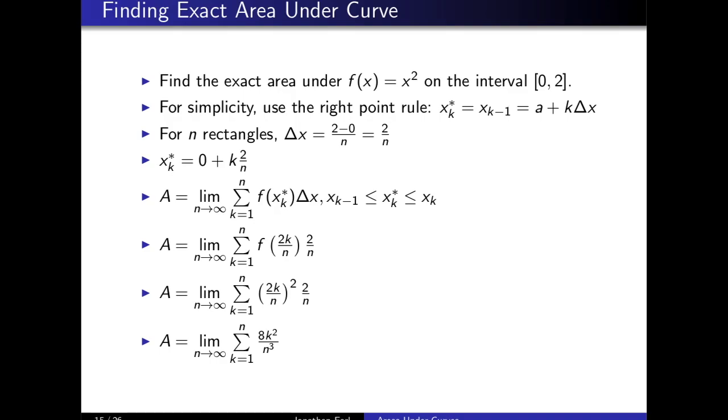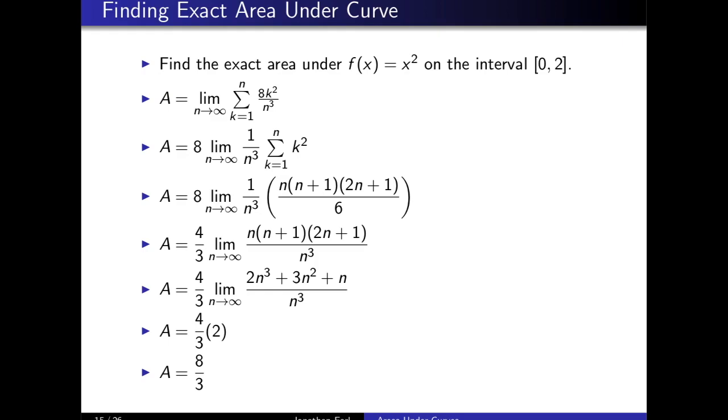Okay, so the exact area for our function x squared over the interval 0 to 2 is given by this limit as n goes to infinity of the sum from k equals 1 to n of our heights f of xk stars times delta x's. So f of 2k over n times 2 over n. Well, f of x is just x squared, so the exact area is given by the limit as n goes to infinity of the sum from k equals 1 to n of 2k over n all squared times 2 over n. Or in other words, the limit as n goes to infinity of the sum from k equals 1 to n of 8 k squared over n cubed.